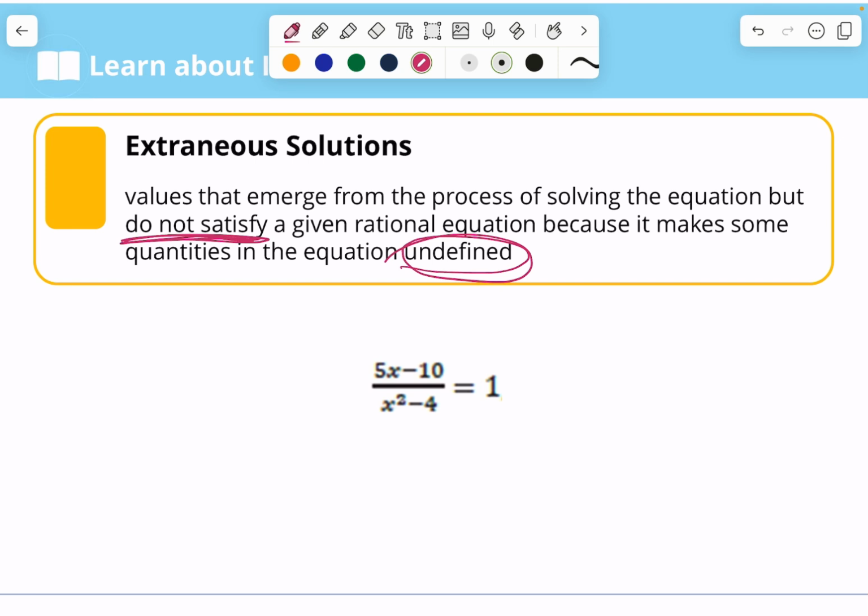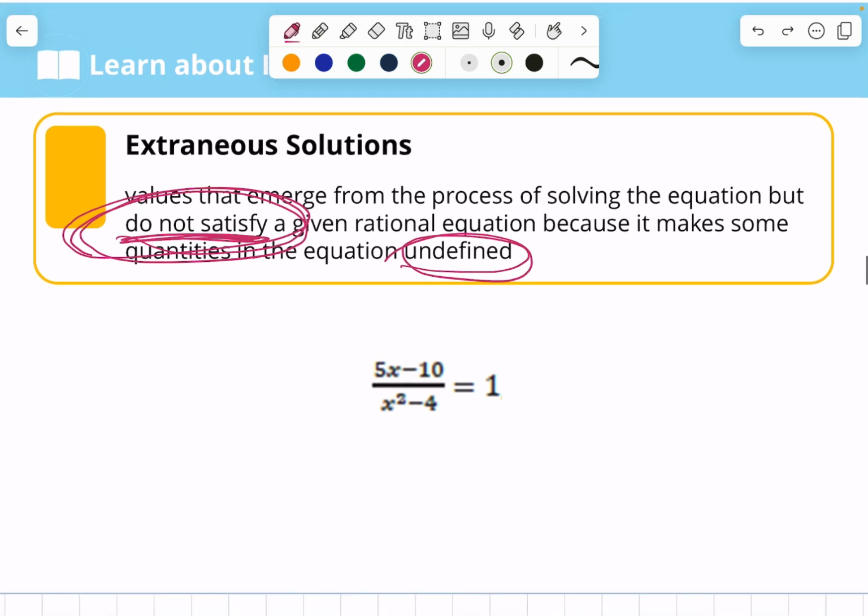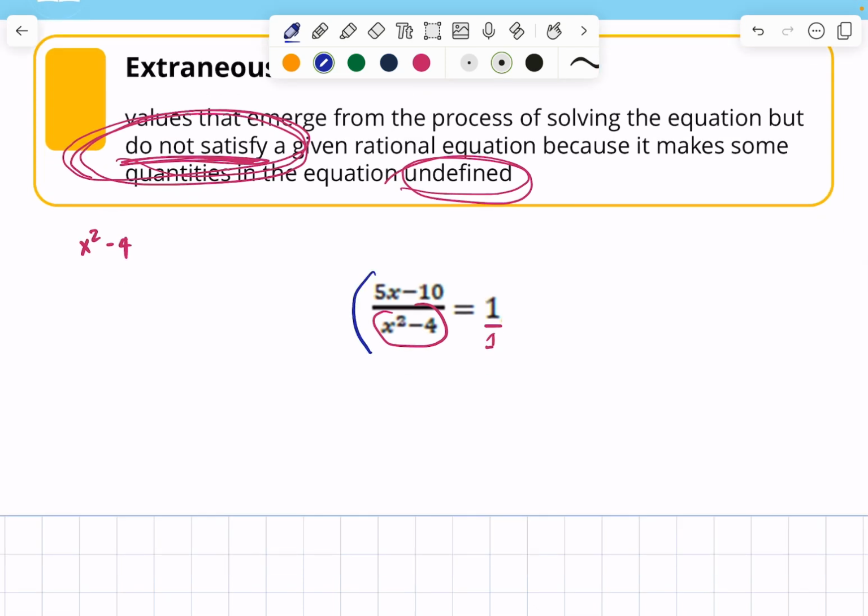So how will we know if your solution is extraneous or not? It will not satisfy your given rational equation. Now, what's the first step again in solving for your solution? We're going to find your LCD. What we can observe is that we have denominators x squared minus 4 and 1. So your LCD is x squared minus 4. After getting your LCD, we're going to multiply it to both sides of your equation.